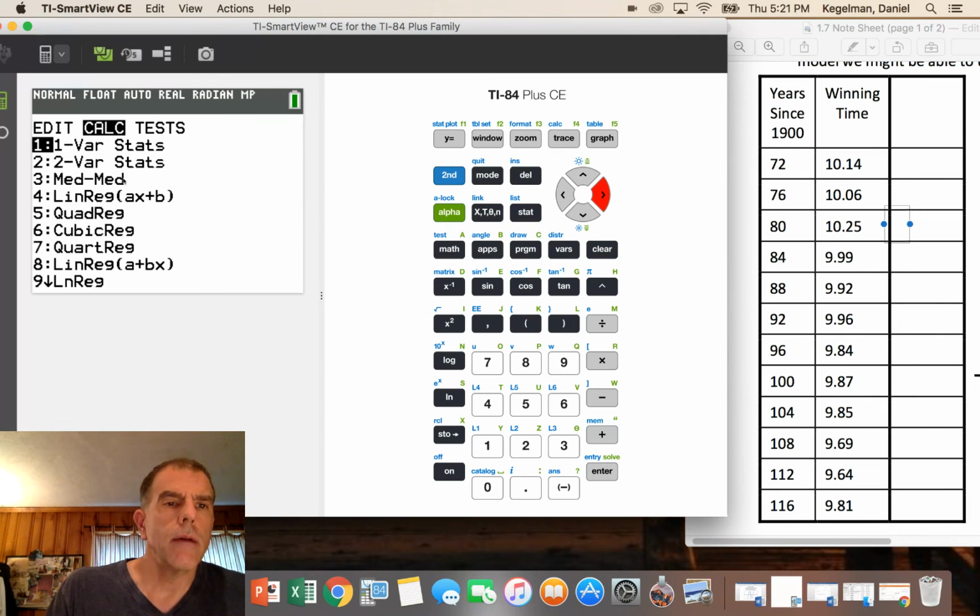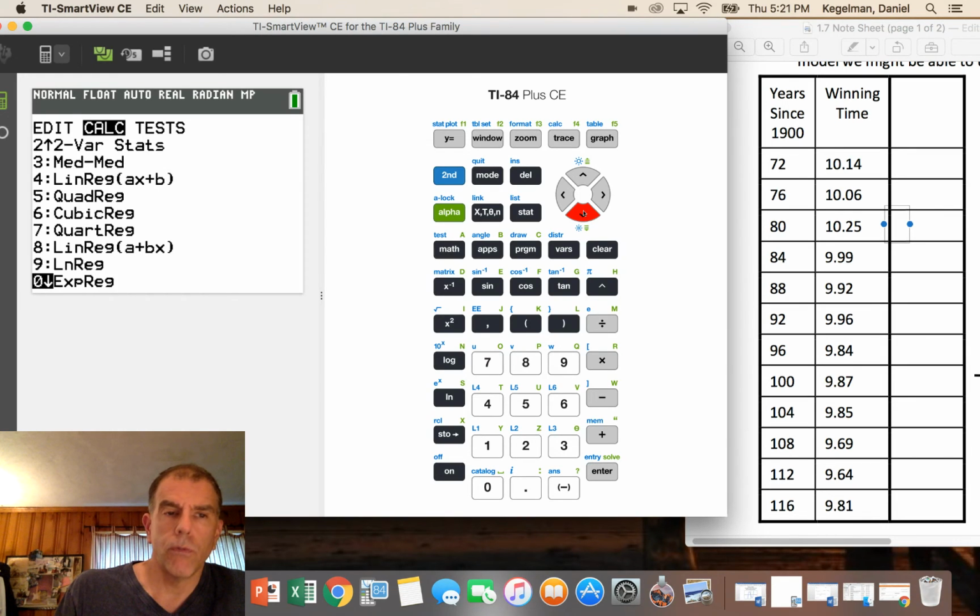And as you scroll down this list, the number 5 is a quadratic regression. We've got a cubic regression. We've got a quartic regression. That would be a 4th power polynomial. Linear regression in a slightly different form than number 4. That one you'll use if you ever take AP stats. This LN regression, that's logarithmic. So we will probably use that before the end of the year. And here it is at option 0, exponential regression. That's the one I want to do because I think that's going to give us an exponential decay.